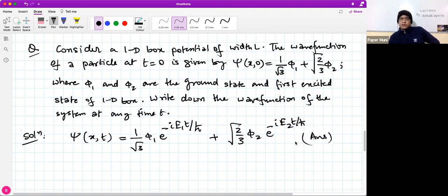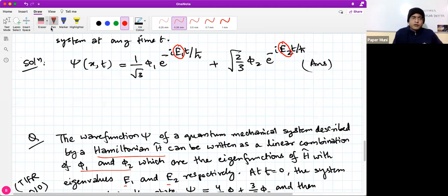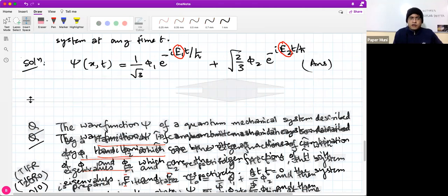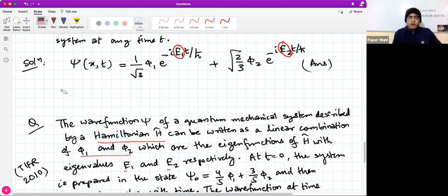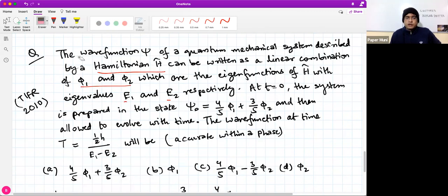So what we did, we took this state and we wrote the corresponding E values here. So these are the values corresponding to each of the states. This is what we do if you want to write down the wave function which depends on time. Now let's talk about the problem at hand. So this was the question. All right, so let's start.